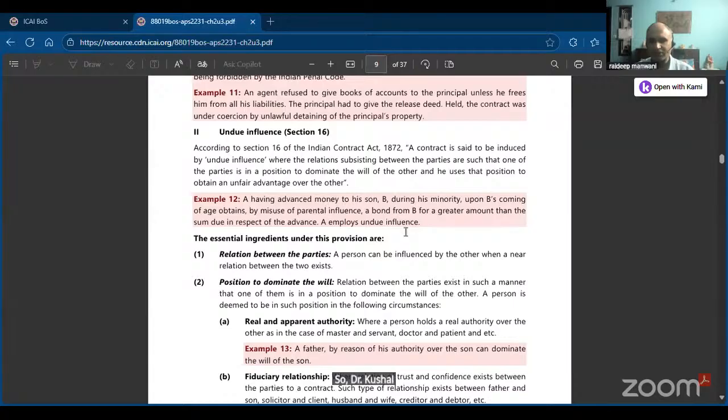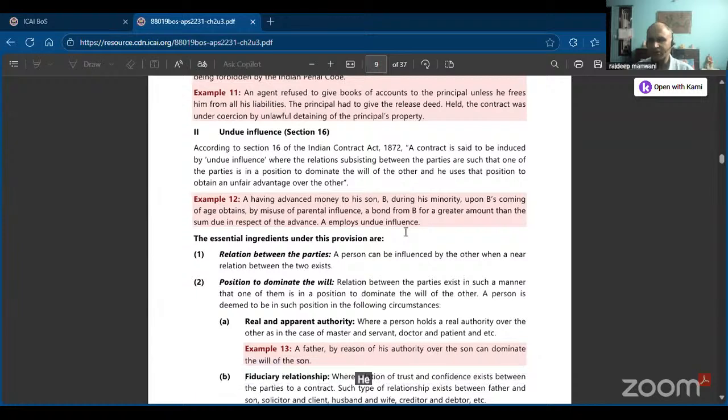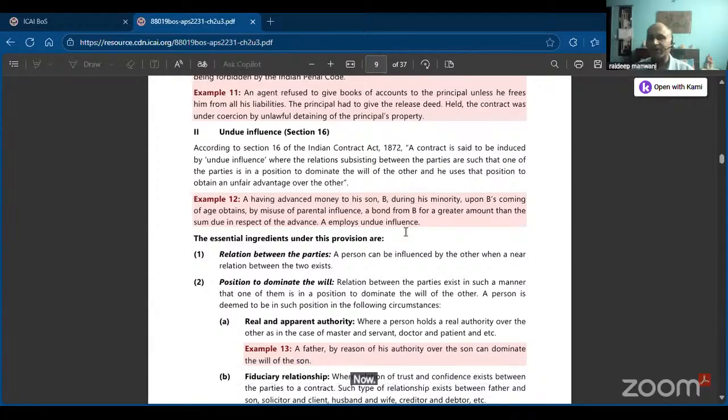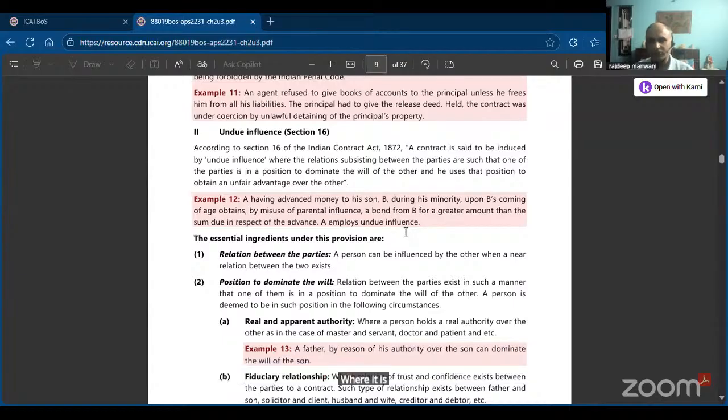So Dr. Kushal comes, and this Adrut has severe throat pain, and he's taken lots of treatments. He's done a biopsy of his throat. There is nothing, but Kushal, because he's an Ayurvedic doctor, gives him some medicine, and Adrut becomes okay. But he has to take that medicine every day. Otherwise, the throat pain becomes more and more. Now, Adrut has become dependent on Kushal for the medicine. Kushal decides one day to take advantage of the situation.